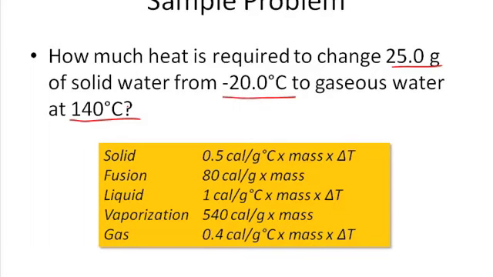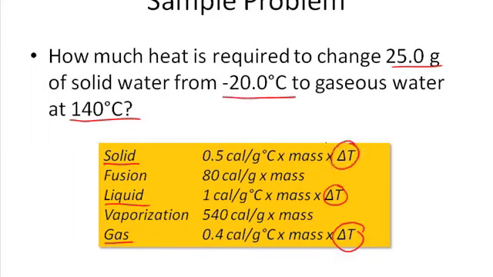In order to go from a solid to liquid water, I need 0.5 calories per gram degree Celsius. The heat of fusion takes 80 calories per gram times the mass. Once I'm in the liquid, I need to figure out how much energy it is to raise by the degree Celsius. Vaporization is 540 calories per gram times the mass, and gas is 0.4 calories per gram degree Celsius times the mass. Now obviously in the solid, liquid, and gas stages we have delta T's, because it can be at different temperatures.